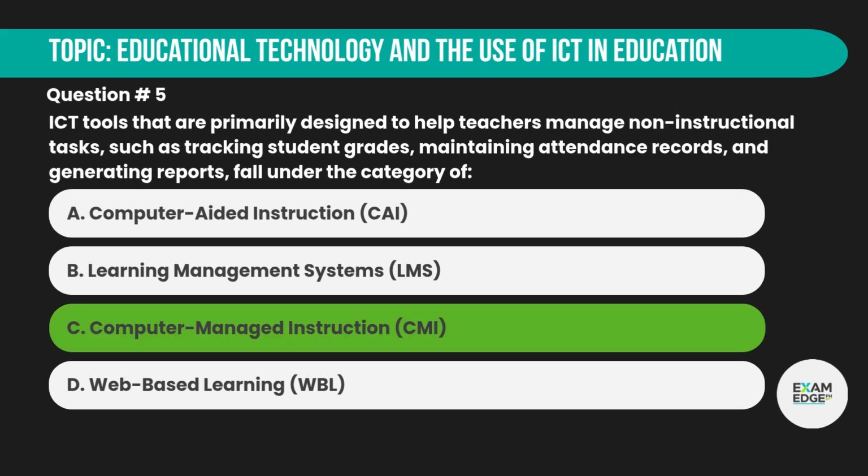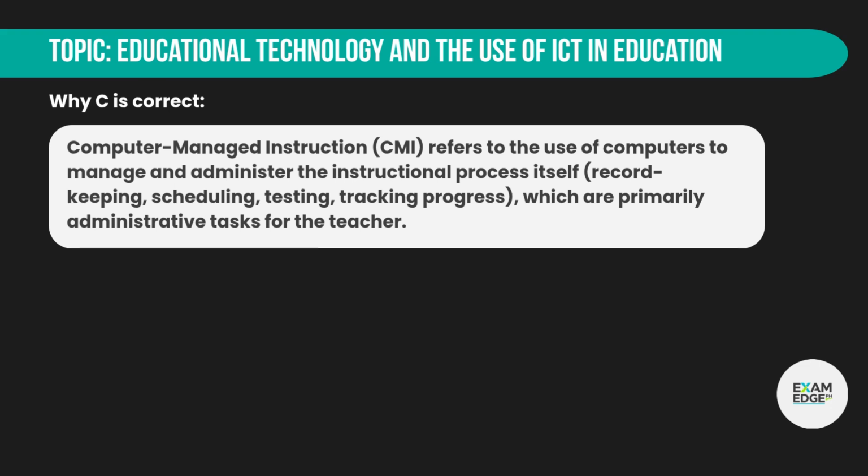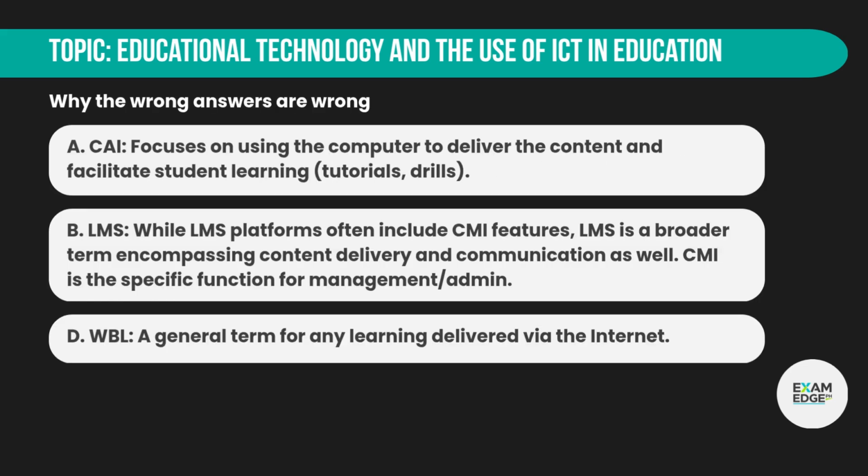Correct answer. C. Computer-managed instruction, CMI. Why C is correct? Computer-managed instruction, CMI, refers to the use of computers to manage and administer the instructional process itself. Record-keeping, scheduling, testing, tracking progress, which are primarily administrative tasks for the teacher. Why the wrong answers are wrong?